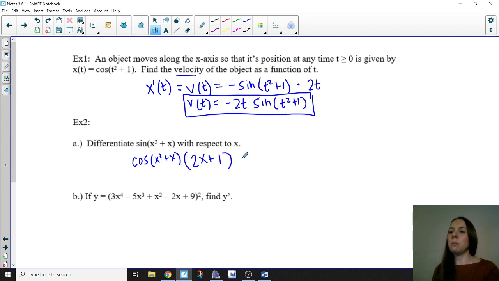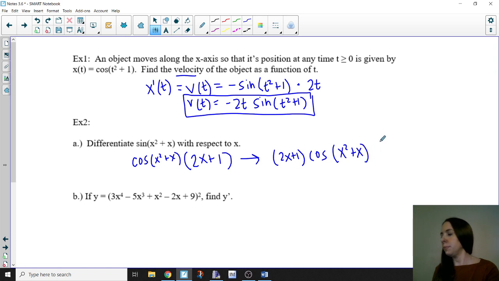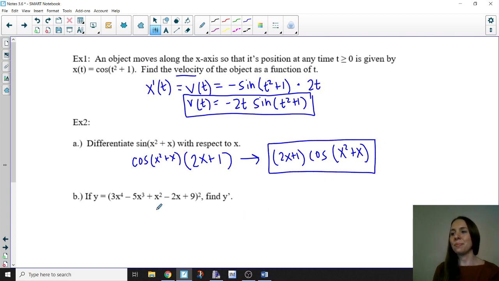This is another one where maybe I would suggest that you rearrange, just because sometimes a student might be inclined to say, well, should we multiply these together? No. Let's put the 2x plus 1 in front of the cosine, and the x squared plus x is in the cosine. Yay. All right, take a look at this next one.